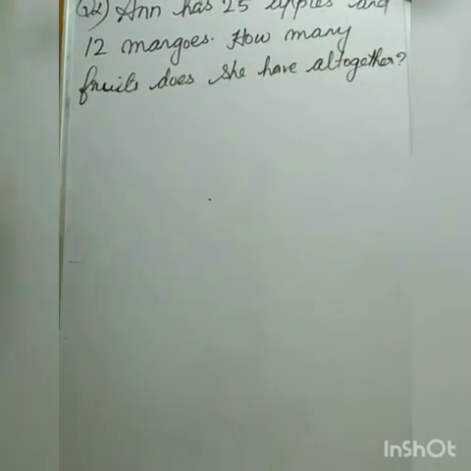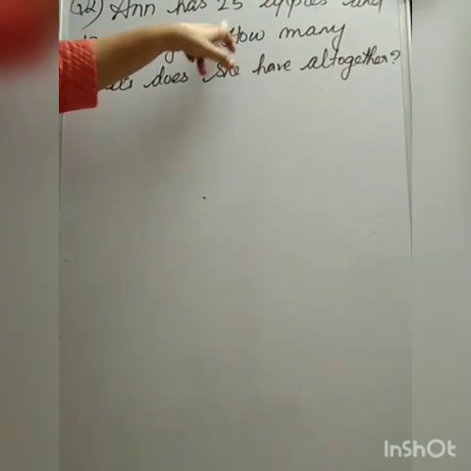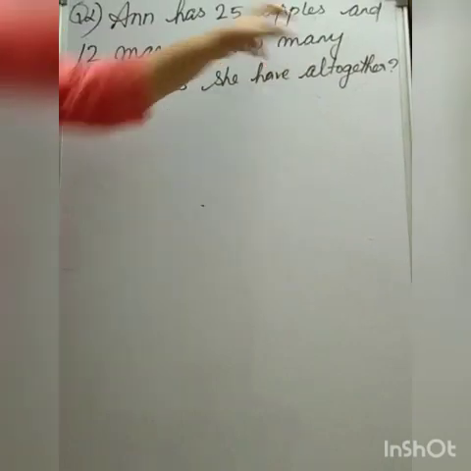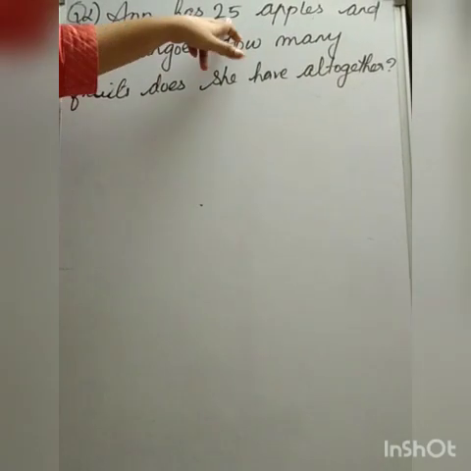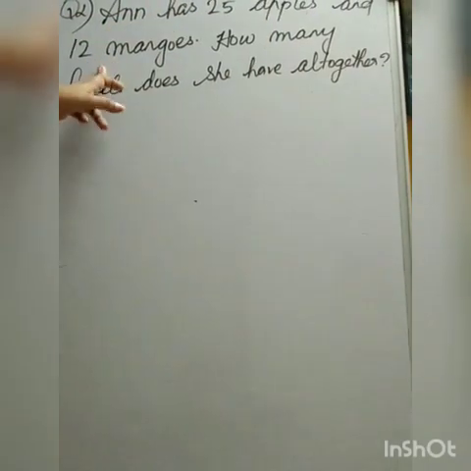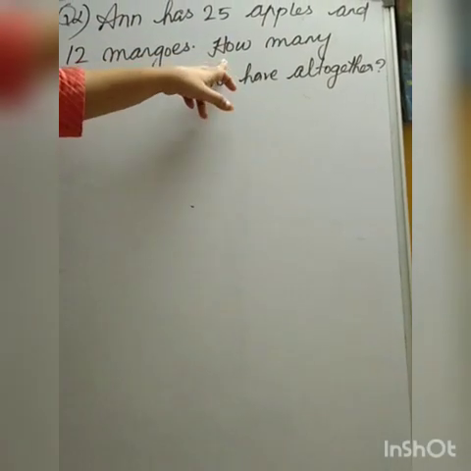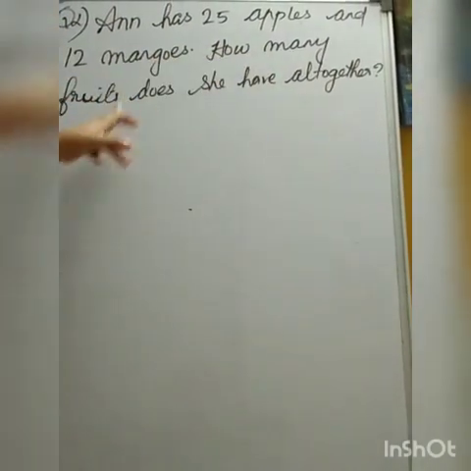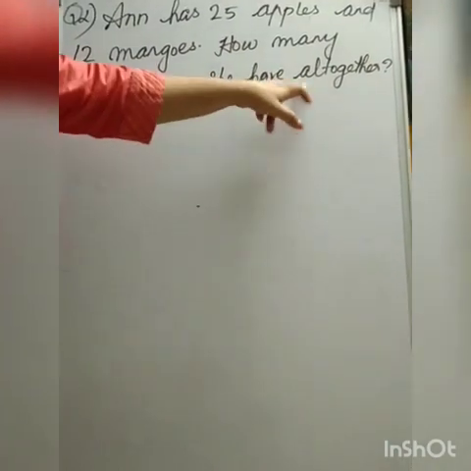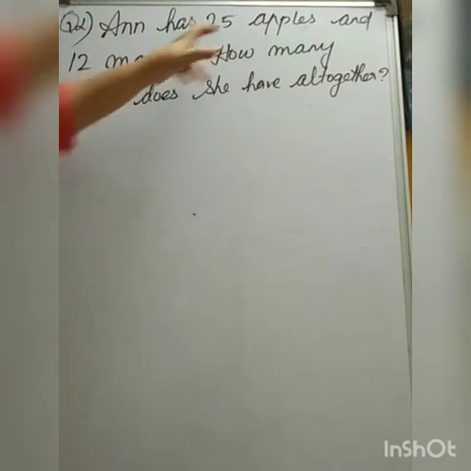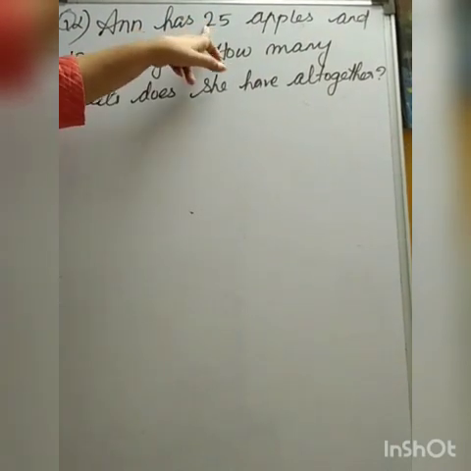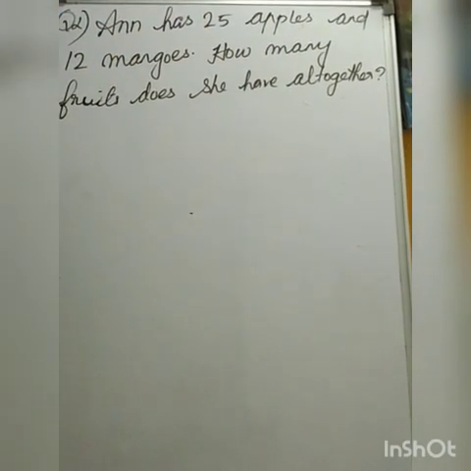This is the second question. Anne has 25 apples and 12 mangoes. What does Anne have? 25 apples and 12 mangoes. What do we have to find? How many fruits does she have all together? How many fruits means apples and mangoes both put together, how many?